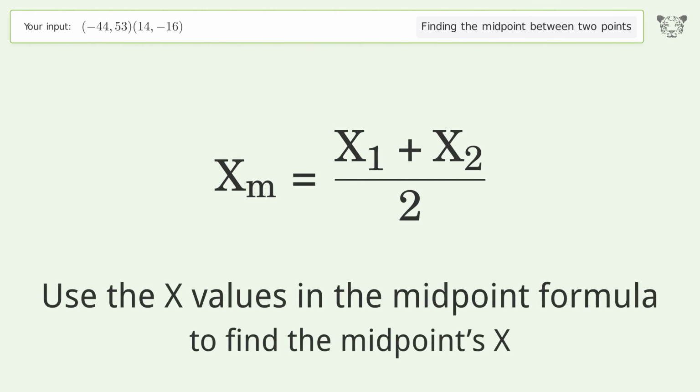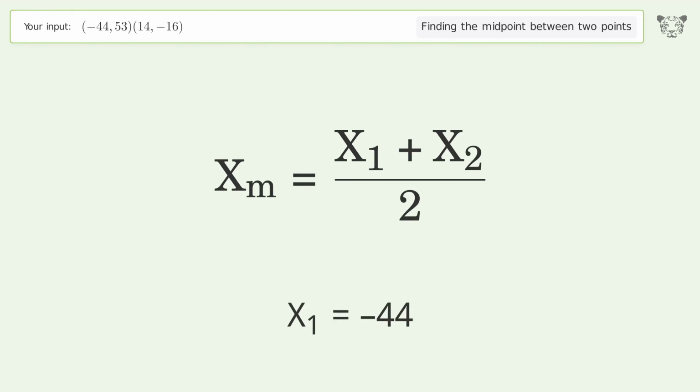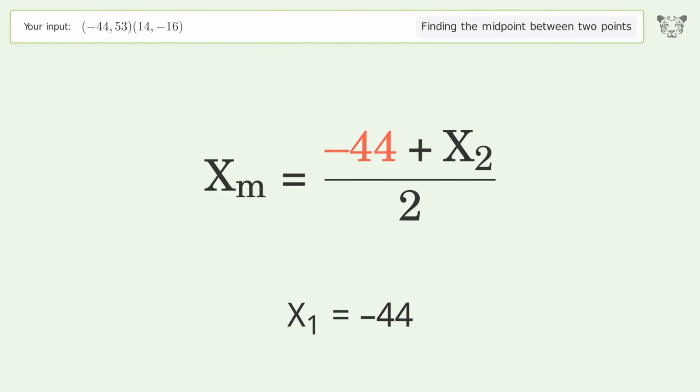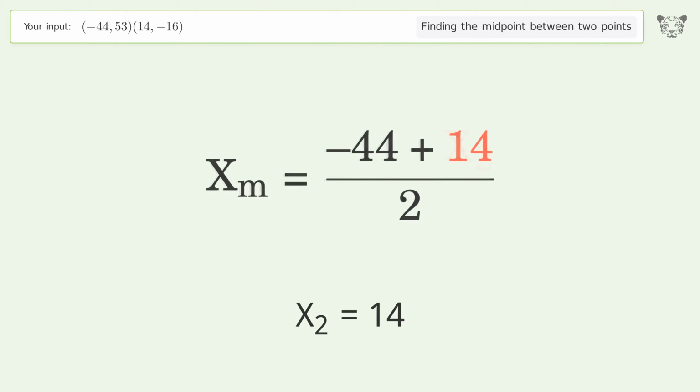Use the x values in the midpoint formula to find the midpoint's x. x1 equals -44. x2 equals 14. Simplify the arithmetic.